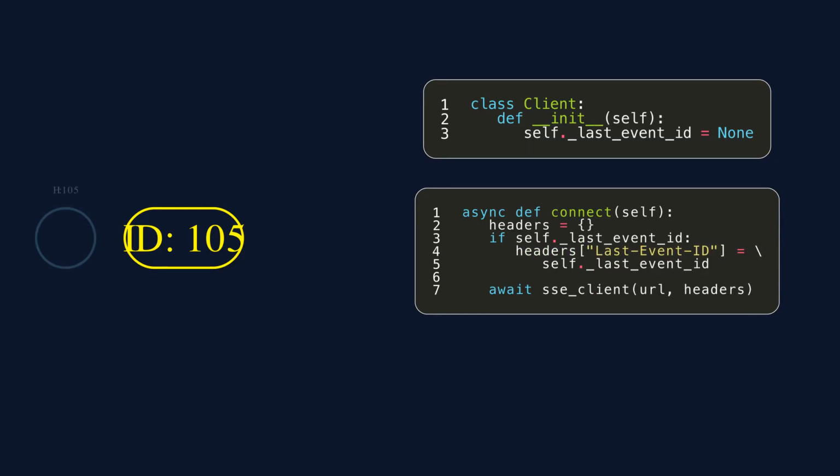If the line goes dead, your client reconnects and sends a Last-Event-ID header. This tells the server, I heard you up until message 105. Please replay everything after that. It zips the connection back together, ensuring no data is lost. Combine this with pagination for handling large datasets, and OAuth for security, and you have a robust, production-ready MCP client.